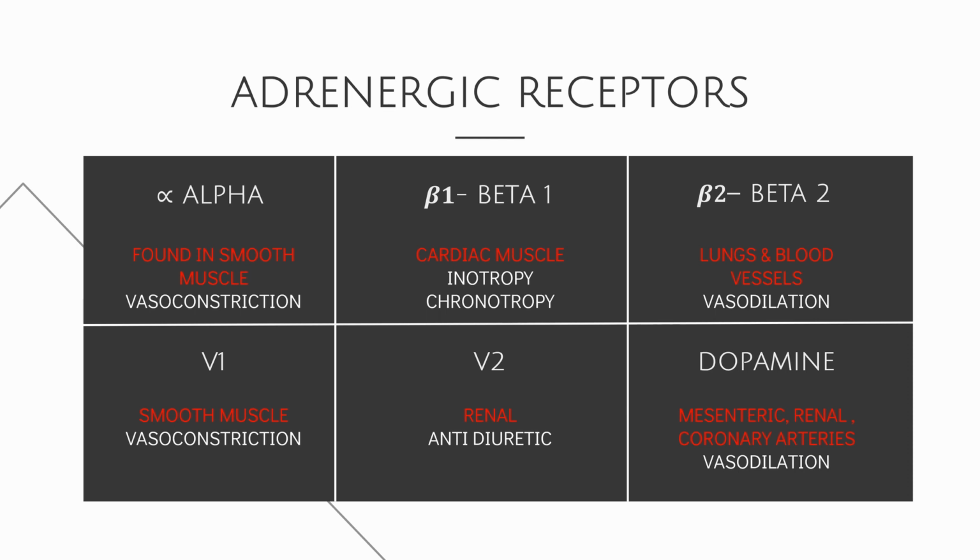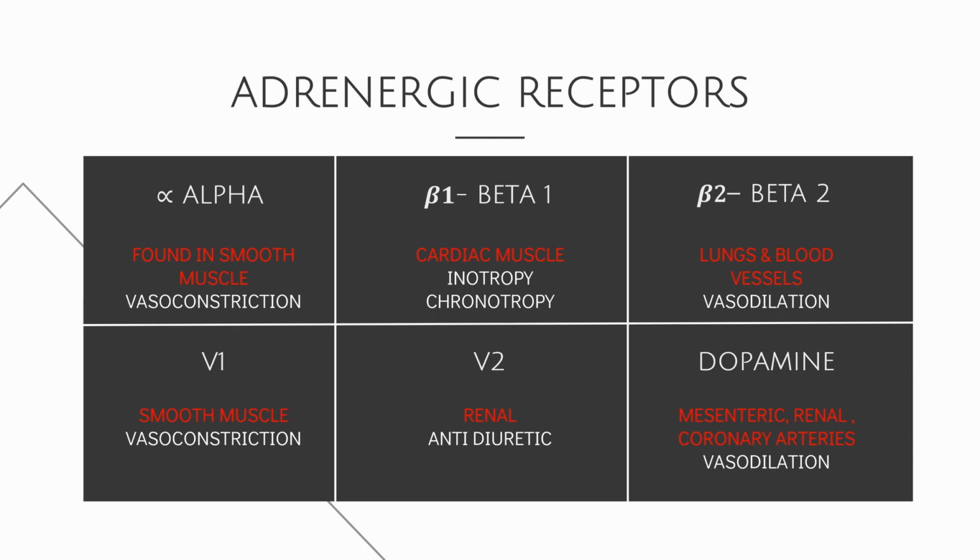Okay. B1 or beta 1 is found in our cardiac muscle. So if we stimulate those adrenergic receptors, we get inotropy and chronotropy. So we get a more powerful squeeze and we get a faster heart rate. So these are the ones that are going to give us that increase in contractility.